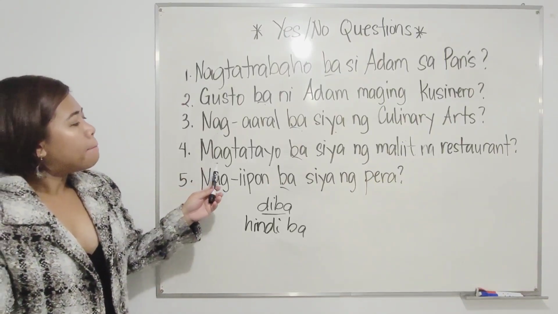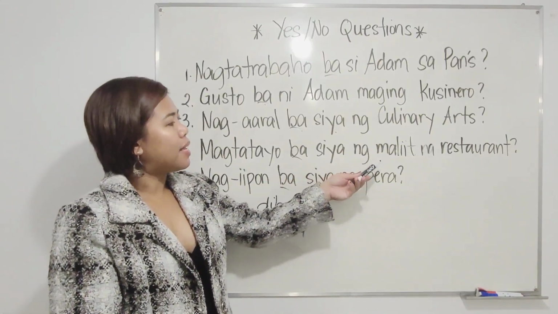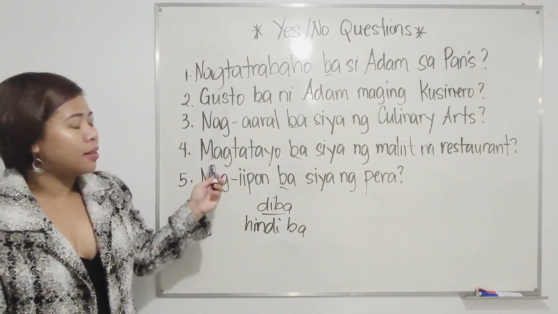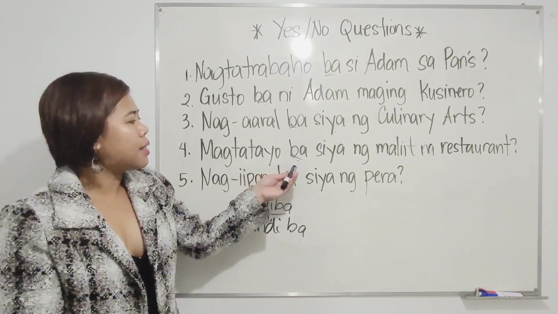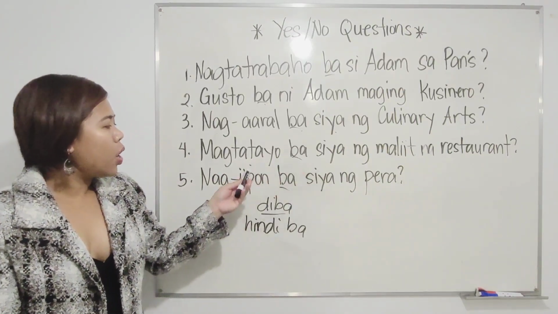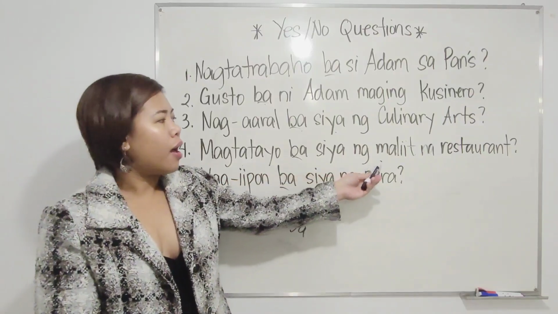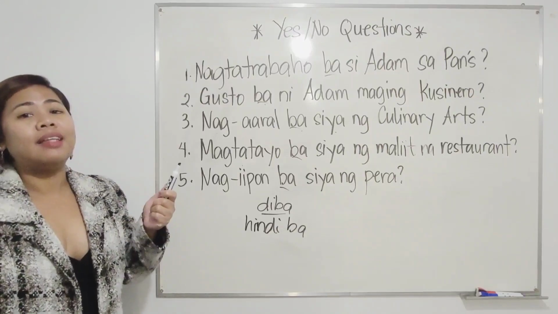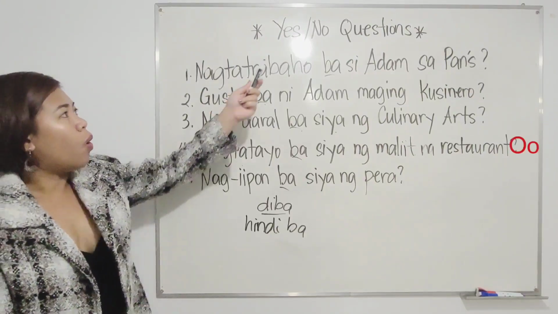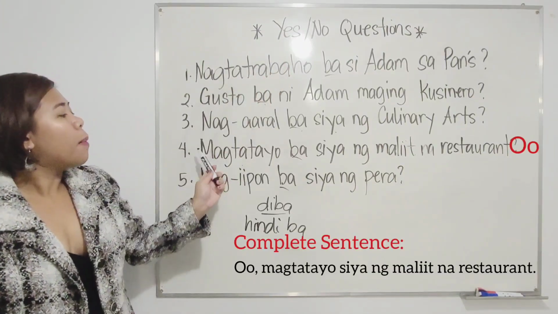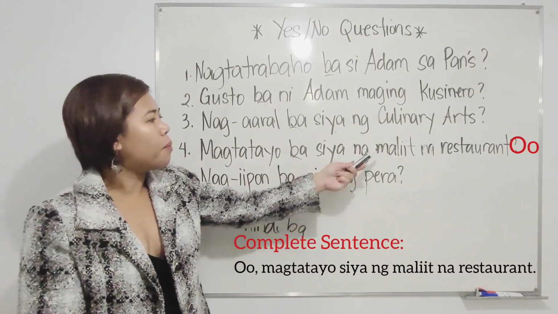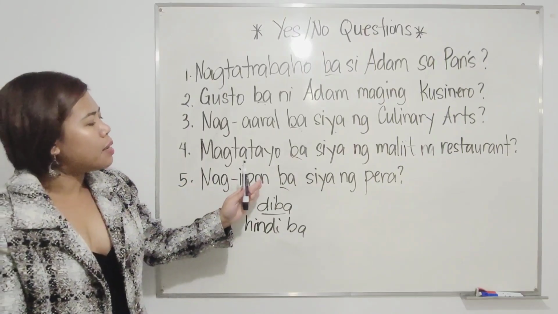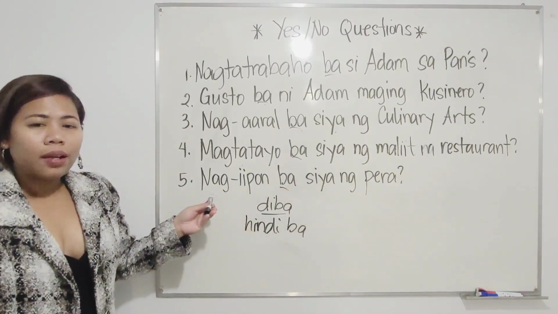Number 4. Magtatayo ba siya ng maliit na restaurant? Magtatayo is to build, right? And this one is in the future tense. So, is he going to build a small restaurant? The answer is yes. Oo or yes. Oo, magtatayo siya ng maliit na restaurant. That's the answer. Number 5, nag-iipon ba siya ng pera?